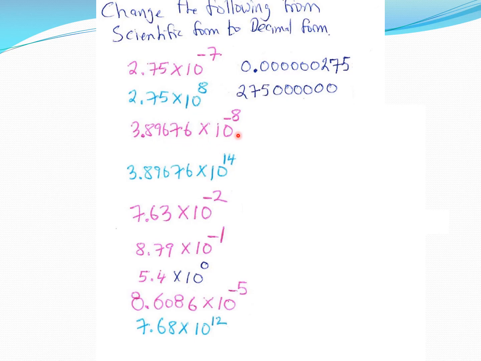3.89676 by 10 to the minus 8. Again, we divide by 10 8 times, so that will be 0.0000000389676. Or just to view it simply, move the decimal point in front of the 3, which divides by 10 once, and then 7 more zeros, and then your decimal point.